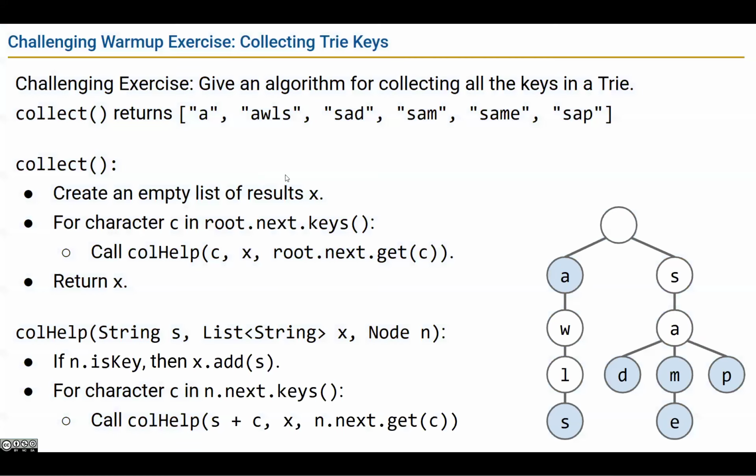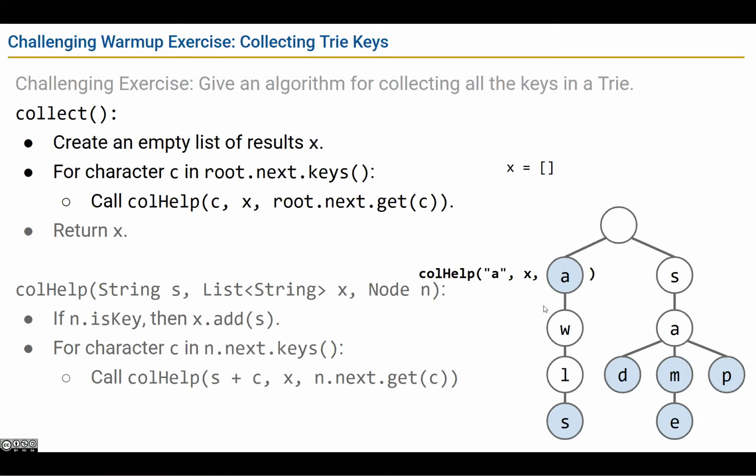So the idea is we're going to do a traversal of this entire tree. We start off by looking at the root, and then we create an empty list. And then for each of these keys, we call this helper function, which will be recursively called. What we do is if this is a valid key, then we add the current string that we're building into our list. And then we'll look at all the children, and call the helper on them, adding the new letter to the string.